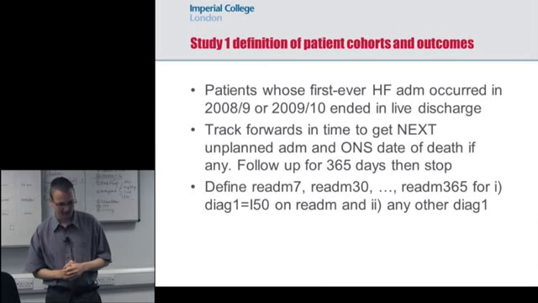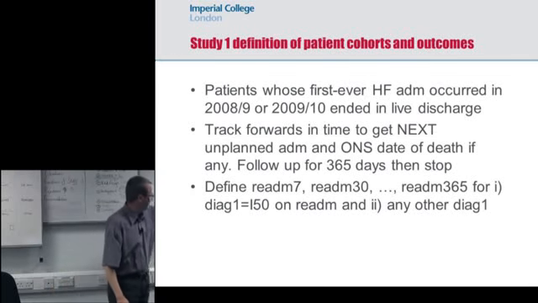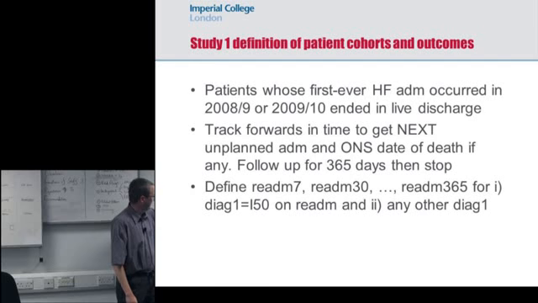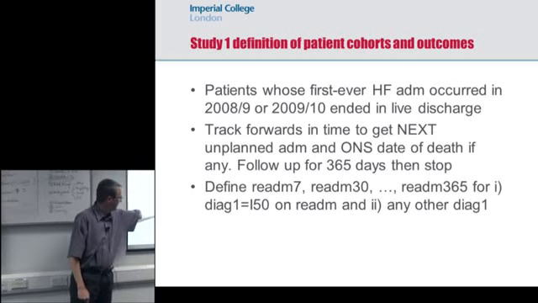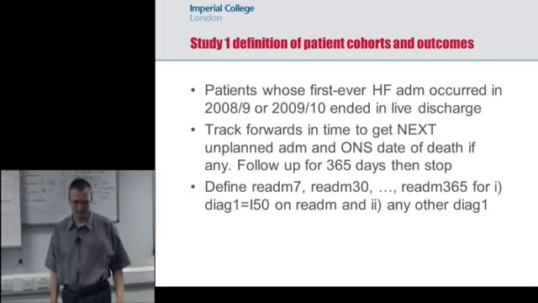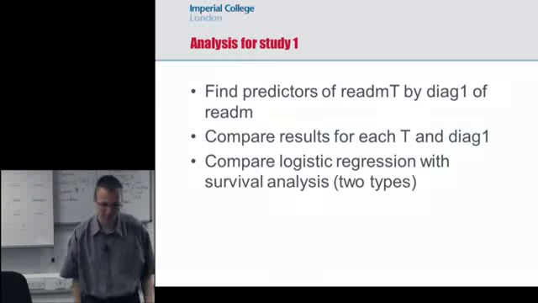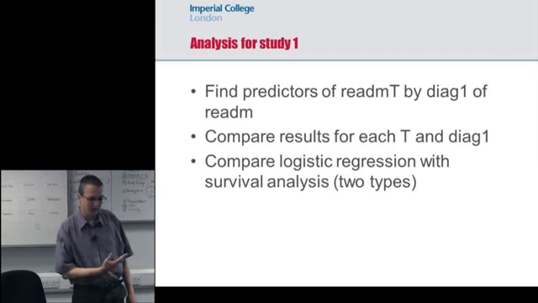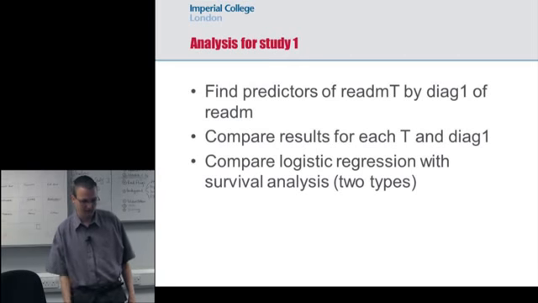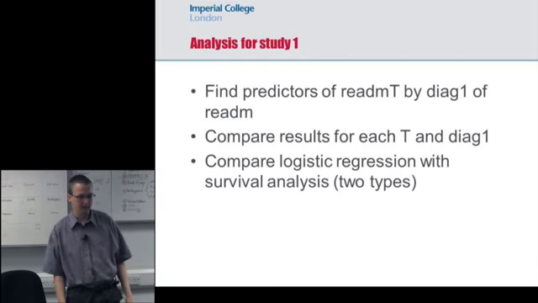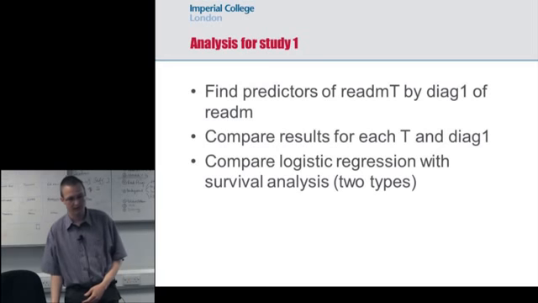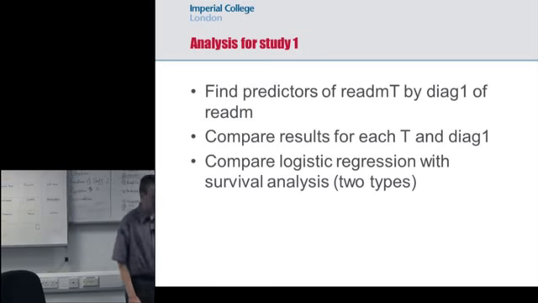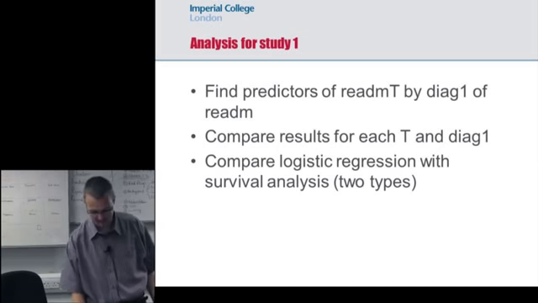Follow up for 365 days and then stop, and then you define these various readmission yes-no measures. We've split them into those for heart failure, which are these, and those for any other primary diagnosis. The analysis was fairly straightforward: logistic regression to find the predictors of readmission, split by diagnosis on readmission. Compare the results by time, compare the results by diagnosis. And also, to amuse myself, compare it with a couple of fancy methods that deal with the post-discharge deaths issue.